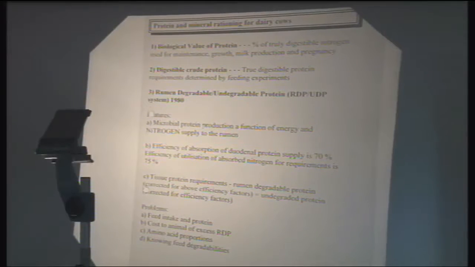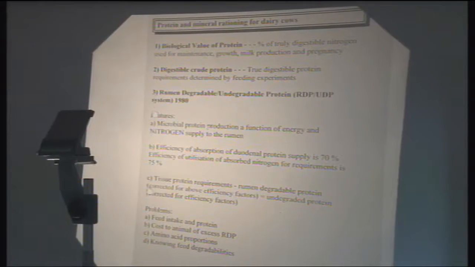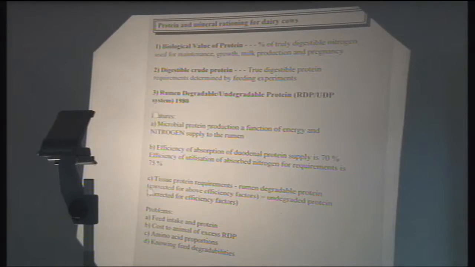Just a little bit of history. Protein rationing was originally done quite simply about 100 years ago, using something called the biological value of the protein, which is the percentage of the truly digestible nitrogen that was used for maintenance, growth, milk, and pregnancy. So a little bit the same idea as the metabolizable energy system, which I dealt with before lunch. In the protein system, it's taking each individual component and saying how much protein does the animal need for that.